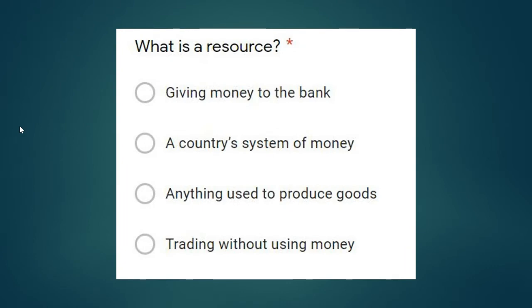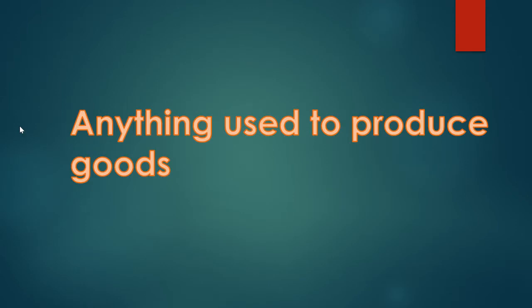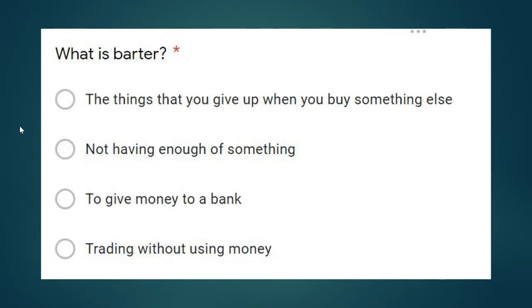What is a resource? We talked about three kinds of resources. Is it giving money to the bank, a country's system of money, anything used to produce goods, or trading without using money? Which one is a resource? It is anything used to produce goods. And remember, we talked about three kinds of resources. We talked about natural, human, and capital resources.